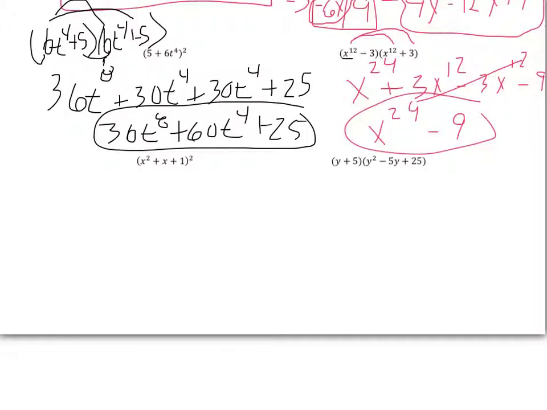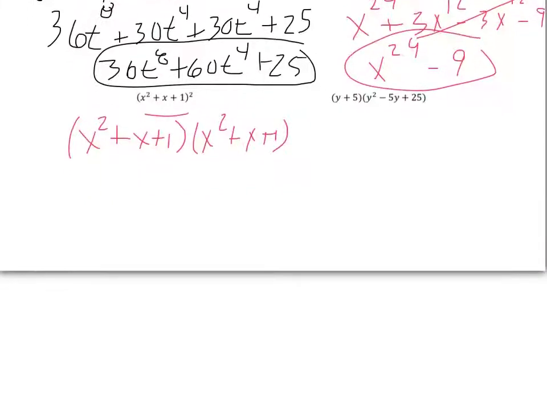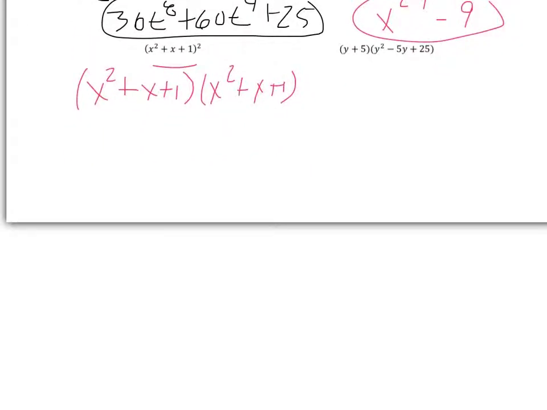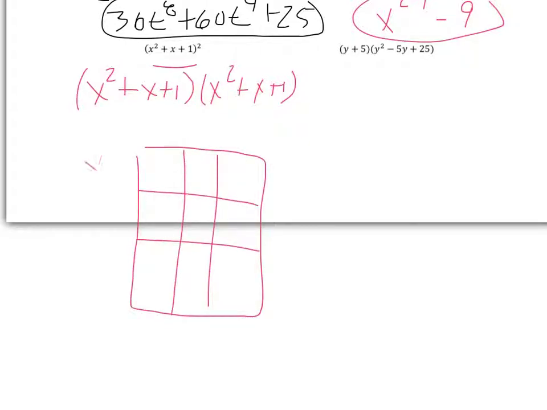Now, for these last two, this isn't a binomial, but it is something squared. So really it's going to be x squared plus x plus 1 times x squared plus x plus 1. Okay? And because we have a trinomial times a trinomial, I'm going to go ahead and use a box here. And we'll go with a 3 by 3 box. So we have an x squared, an x and a 1, an x squared, an x and a 1.